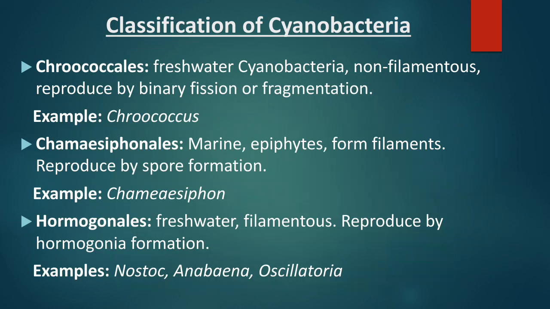Classification of cyanobacteria. Some live in freshwater, are non-filamentous, and reproduce by binary fission or fragmentation, for example Chroococcus. Some live in marine habitats, grow as epiphytes, form filaments, and reproduce by spore formation. And some cyanobacteria are Hormogonales. They live in freshwater, are filamentous, and reproduce by hormogonia formation, for example Nostoc, Anabaena and Oscillatoria.